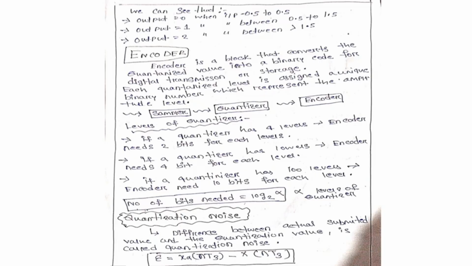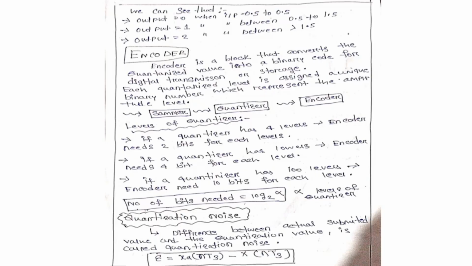or storage. Each level gets a binary code. The order is sampler, quantizer, then encoder. Levels of quantizer: if a quantizer has 4 levels, the encoder needs 2 bits for each level. If a quantizer has 8 levels, the encoder needs 3 bits for each level. The number of bits n equals log base 2 of the number of levels L.